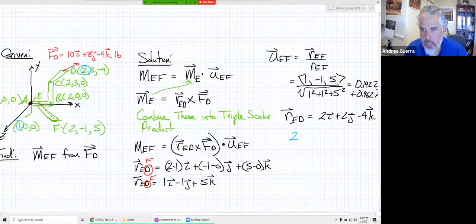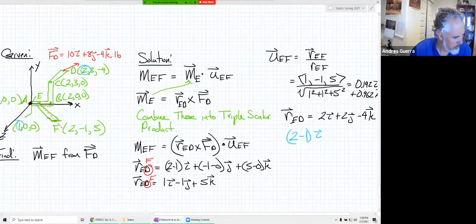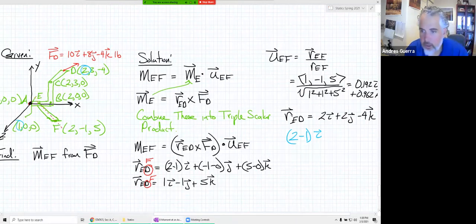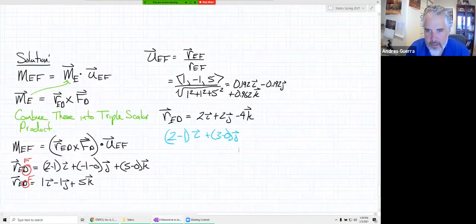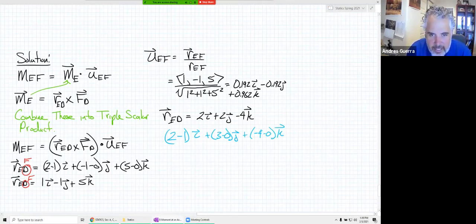Okay, so it would be a 2 minus 1 in the I, and then a 3 minus 0. And a 3 minus 0 in the J, and then a minus 4 minus 0 in the K. So let's see, this is not correct. I'm 1 out of 3 on that one.